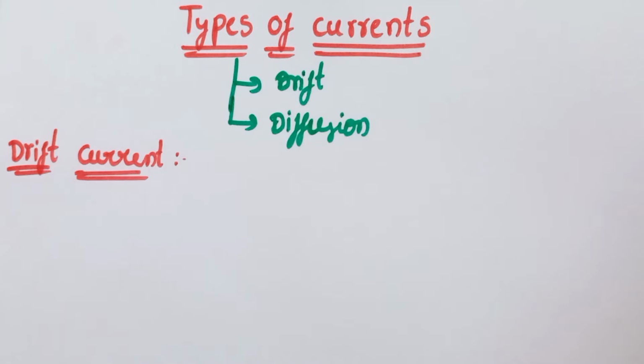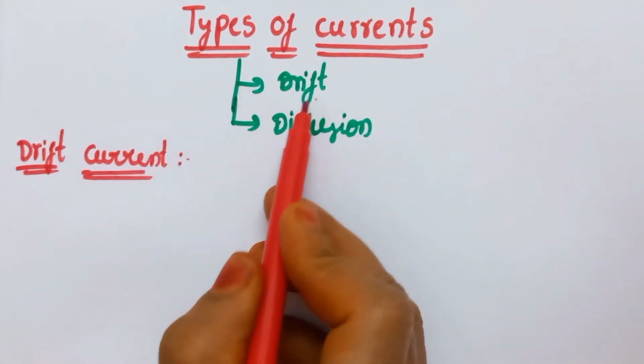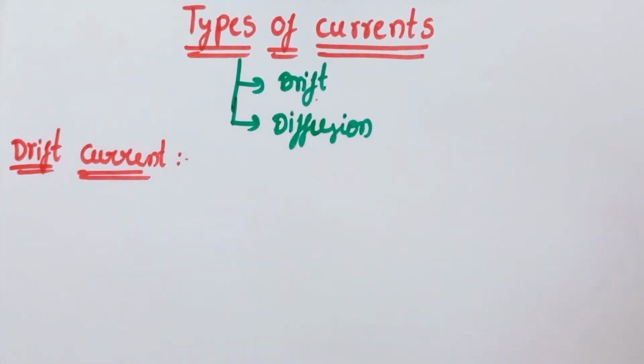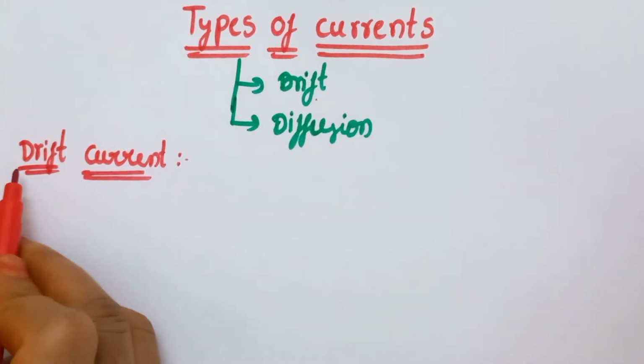Today's topic is about the types of currents. In a semiconductor, there exist two types of currents. One is the drift current and the other one is the diffusion current. In this session, we are going to discuss these currents in detail. First of all, let us go to drift current.